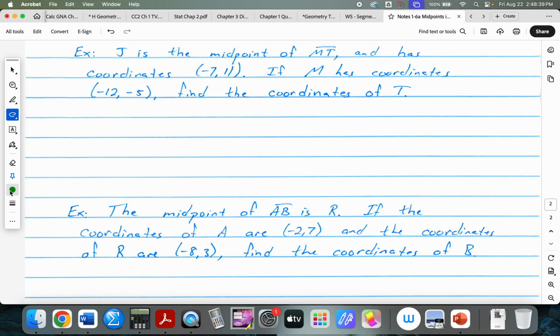So it says here, J is the midpoint of segment MT, and it gives you the coordinates of J. So notice, midpoint, coordinates. As soon as you see both of those words, you know what equation you're going to be using. You're going to use the midpoint is half of endpoint 1 plus endpoint 2. Every single time. We're going to do it twice, once for x's and once for y's. So for x.